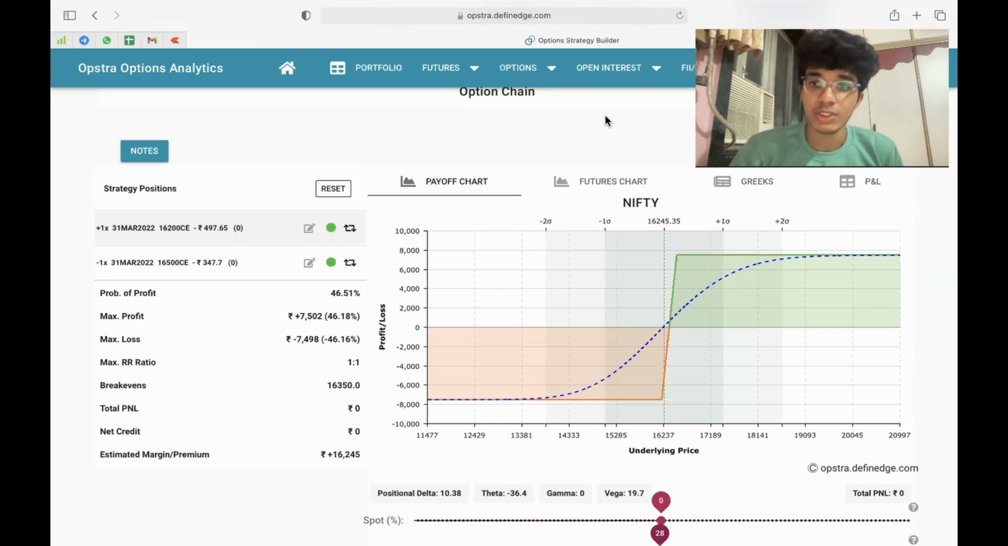It is a bullish strategy that you apply in the market when you're bullish on any stock or any index, and the strategy works by using two calls. You buy one at the money call and then you sell an OTM call.